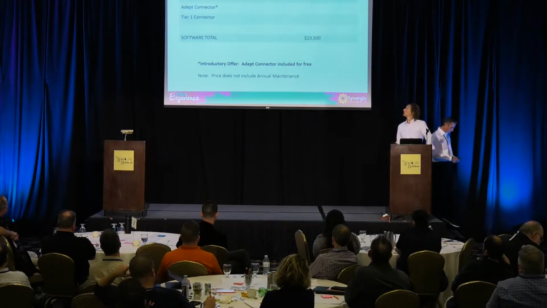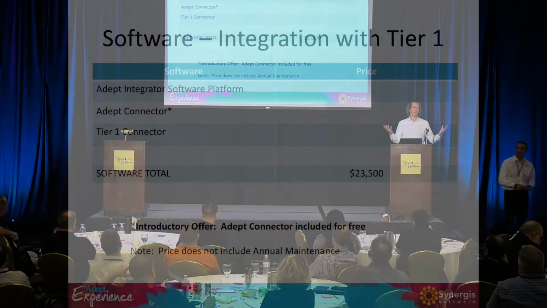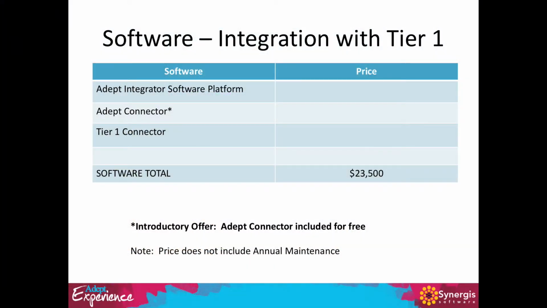So then we'll just talk a little bit about pricing. You may be interested, well, what does this thing cost? How do we buy it? Essentially, I mentioned the integrator platform is essential. That's about $13,000. You would need a connector. If it's a Tier 1 connector, that's $10,000. So that's kind of your base price here if it's a Tier 1 connector. If it's a Tier 2 connector, it's a little less. I think it's about $3,000 less for Tier 2 connectors.